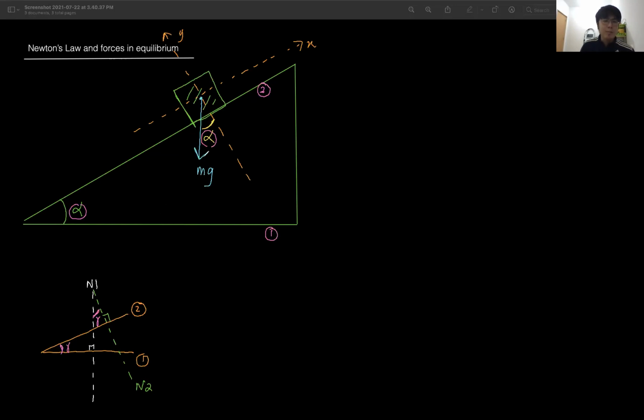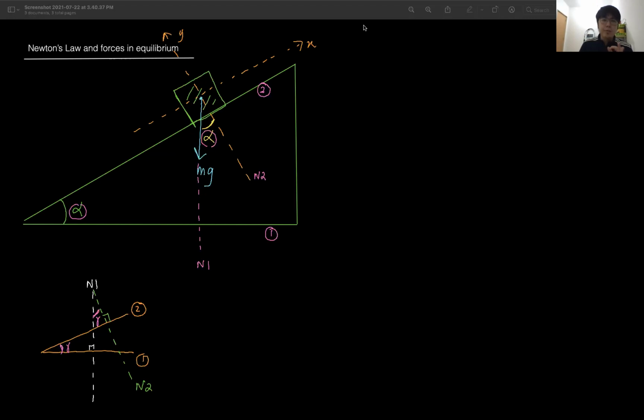What is my N1? My N1 is the mg line. If I extend the mg, this is my N1. And my N2 is the y-axis. This is my N2. Line 1, line 2, N1, N2. That's why the angle here is the same as the incline angle. Whatever the angle of incline, it is the same as the angle between mg and the y-axis.